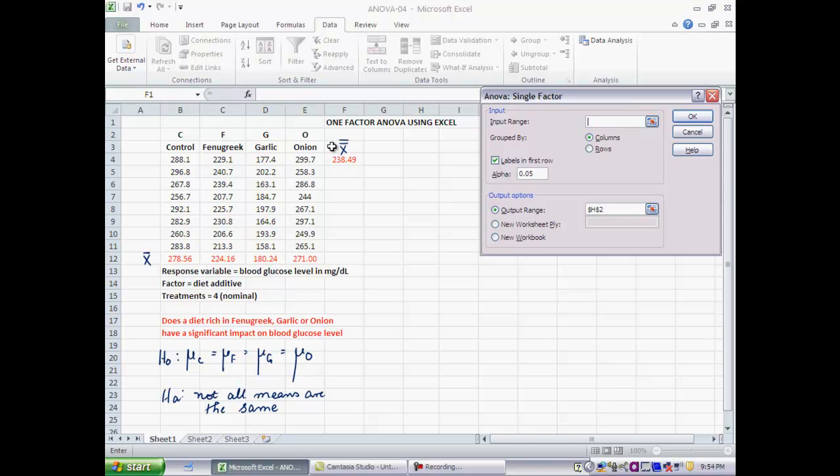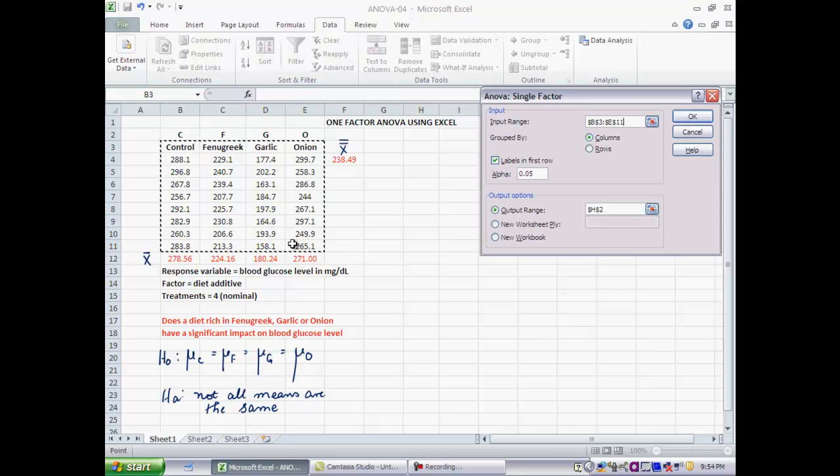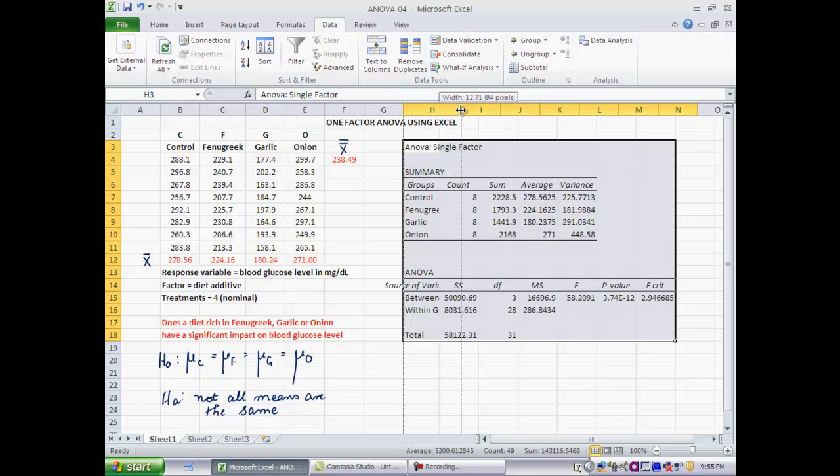The first thing I choose is where the input range is. So here's my input data, and notice that I have included the labels in the heading also. The data are grouped by columns, so the 4 groups are in 4 columns, and there are labels in the first row. Since we are doing a hypothesis test, we must also specify the tolerance for a type 1 error, namely alpha, and the default in Excel is 5%, you know that. Now I have to specify where Excel should put the output. So let's specify this particular cell H3 as the output and see what Excel provides us by way of an ANOVA output. So here we go with the ANOVA output.